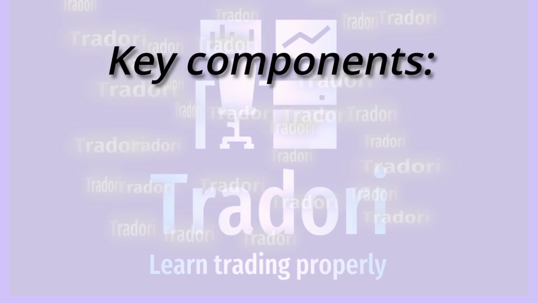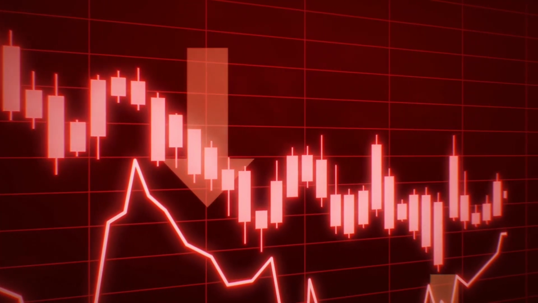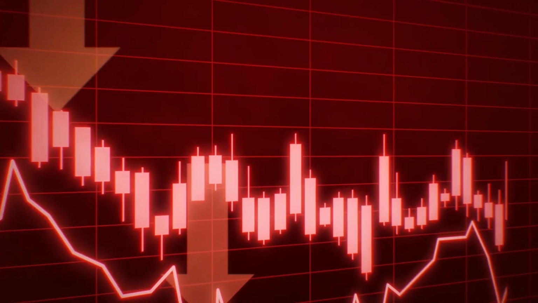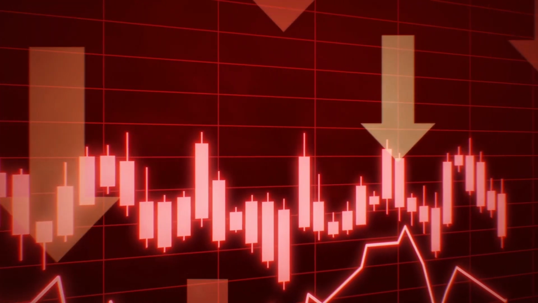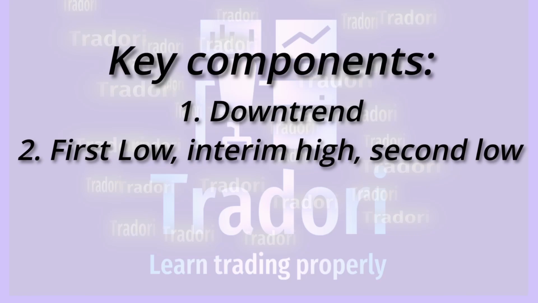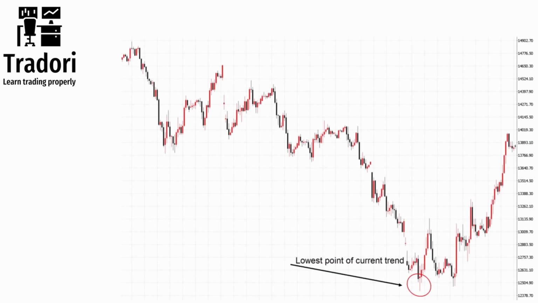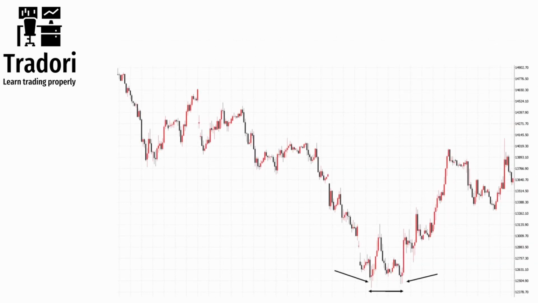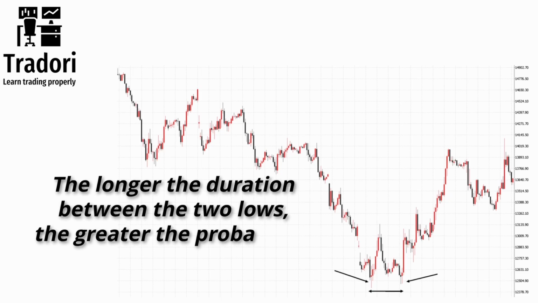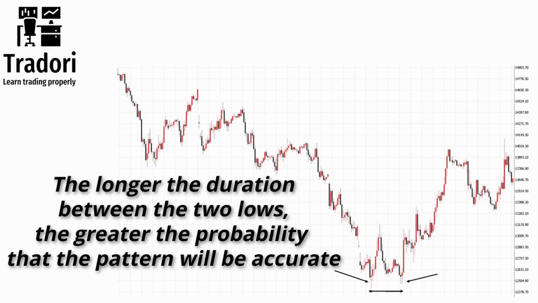Once again, it is very important to have key components when it comes to double bottom pattern. Downtrend. The double bottom pattern occurs at the end of a downtrend or at the end of a bear run. It's extremely important to have the downtrend. First low, interim high, second low. The first bottom should be the lowest point of the current trend. The distance between two bottoms shouldn't be too short. Generally speaking, the longer the duration between two lows, the greater the probability that the pattern will be accurate.